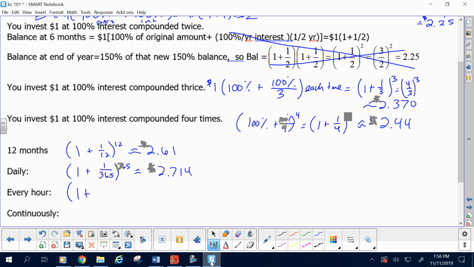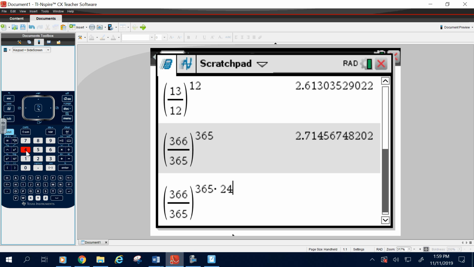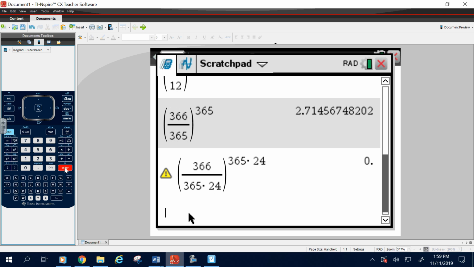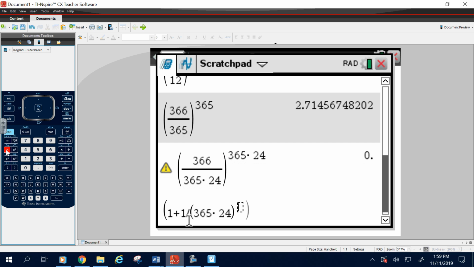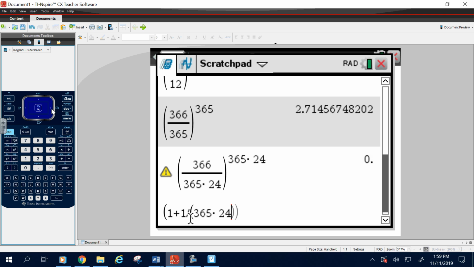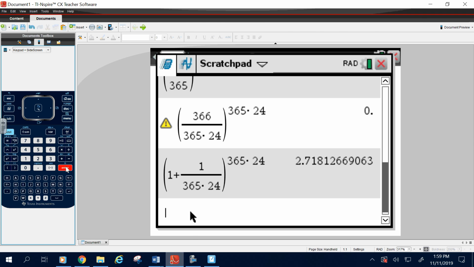So what about every hour? 1 plus 1 divided by 365 times 24 hours a day. Let's do that. Oh, sorry, this is bogus. I didn't change the numerator. Sorry. 1 plus 1 divided by 365 times 24. Anticipation is killing me. It's 2.7181. We could continue this.